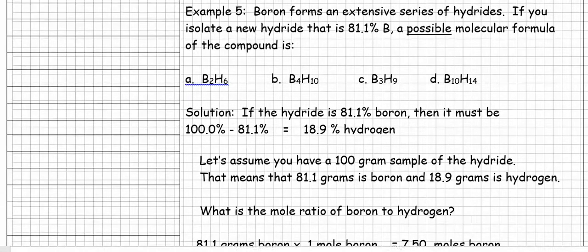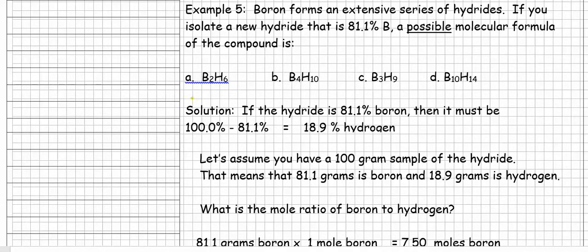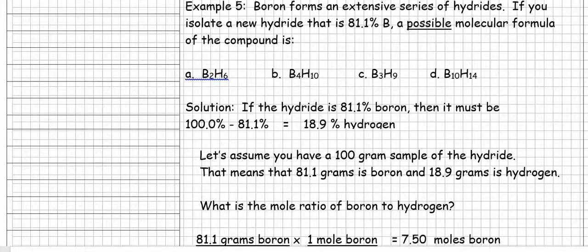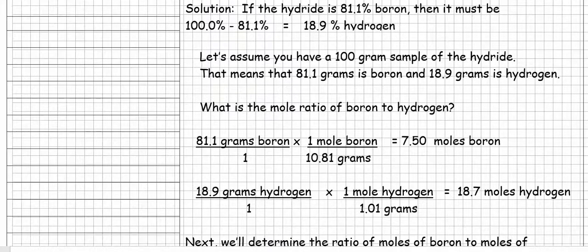We went on to example 5, where we said boron was one of these 4. They gave me the percentage of boron, but not hydrogen. I did simple subtraction: 100% minus 81.1% gave me the percentage of hydrogen. So now I've got it in percentage, and I can convert that by assuming a 100 gram sample. So if I've got a 100 gram sample, it's 81 grams of boron and 18.9 grams of hydrogen.